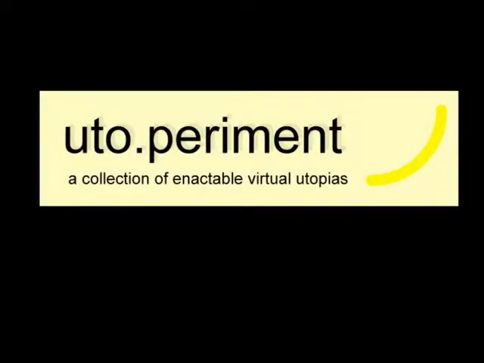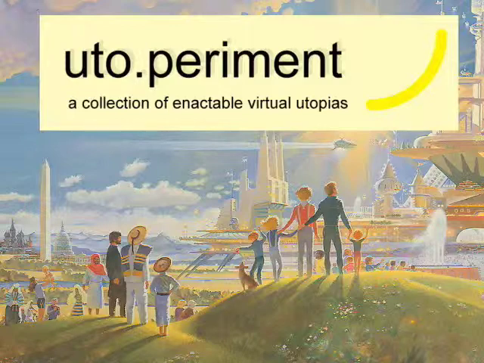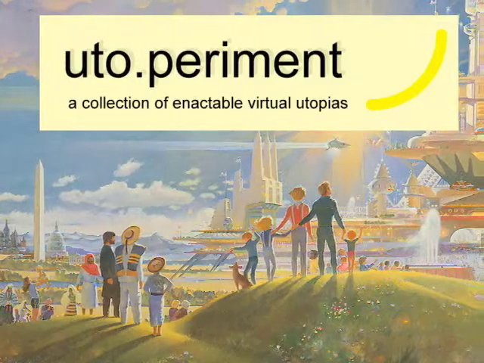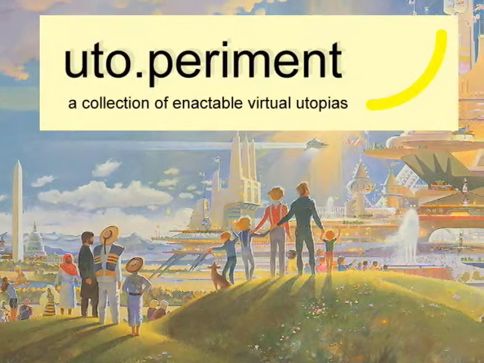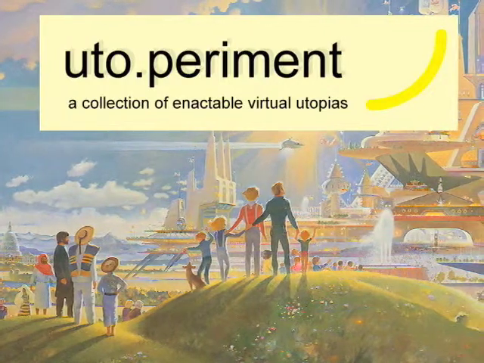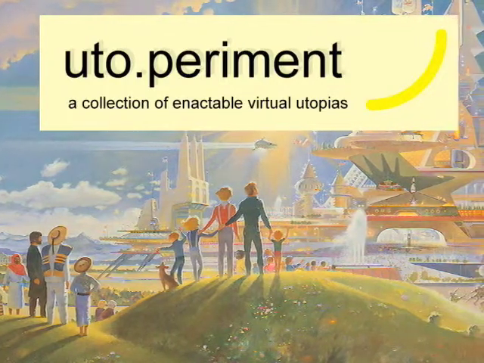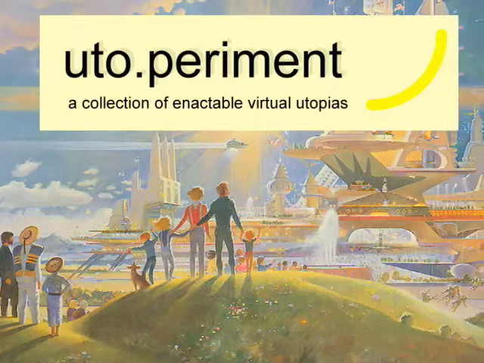Uto.Periment. Uto.Periment is a web-based platform for envisioning, planning, critiquing, and developing intentional communities and micro-utopias.